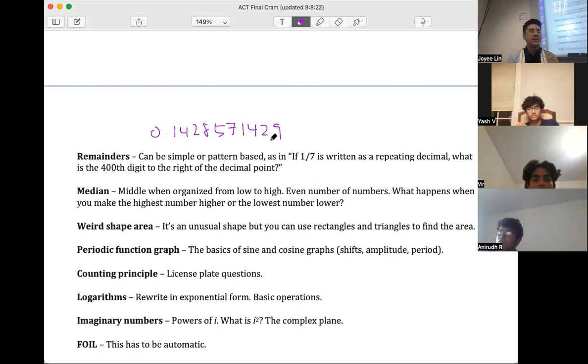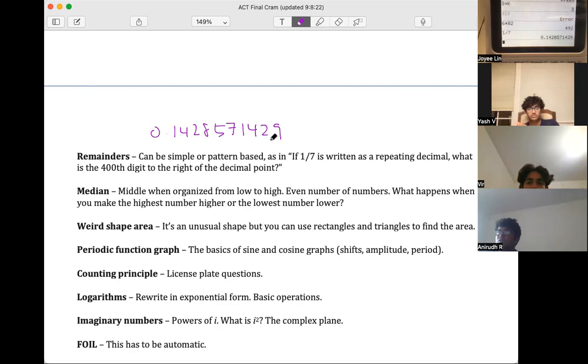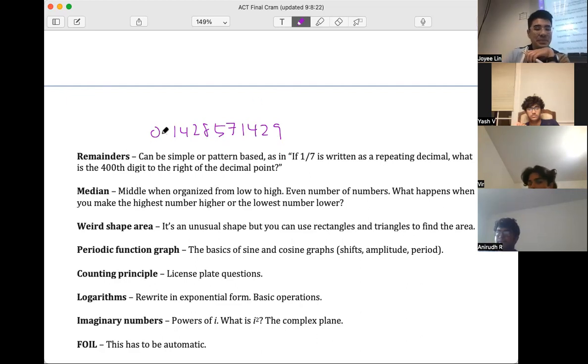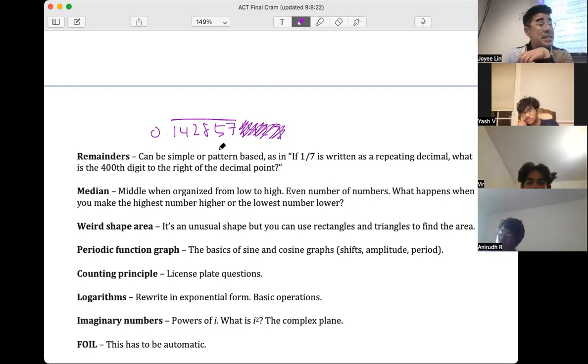Is it repeating? Well, that's what my calculator says, right? Is it just rounding? Yeah, it rounds after the 10th digit, right? So where does the repeating stop? After the 7, right? You can see that, right? It starts at 1, 4, right? So this is actually the repeating decimal. So it is a pattern of 6s, right?